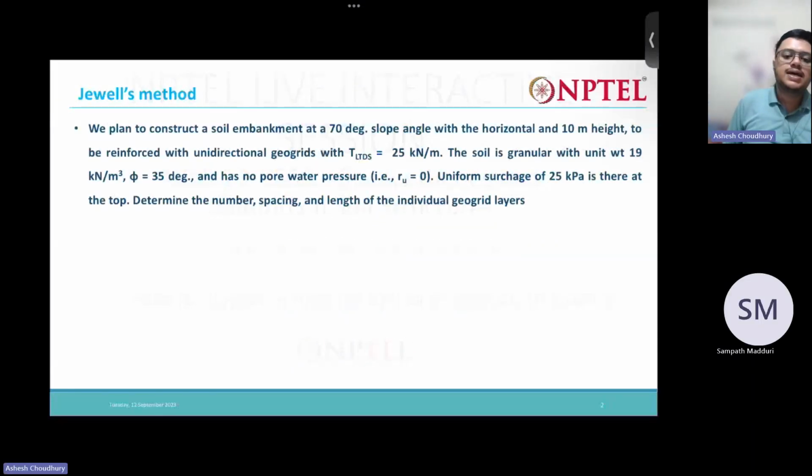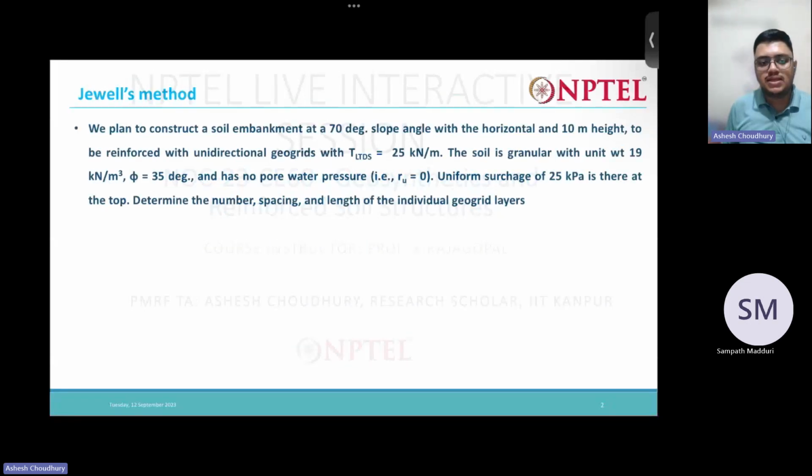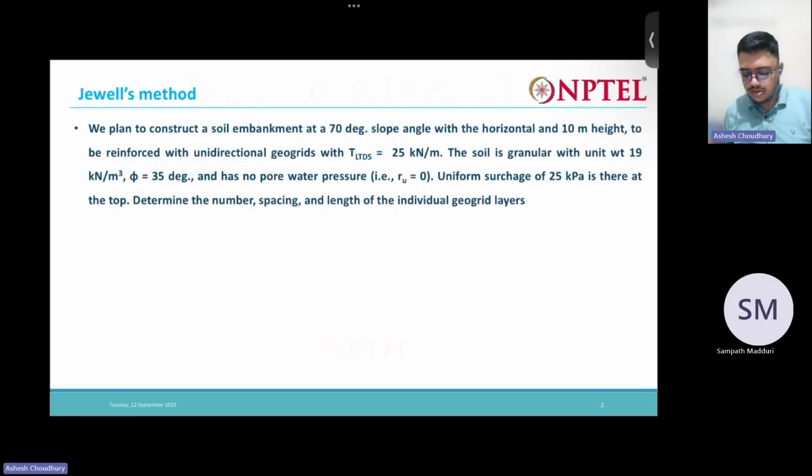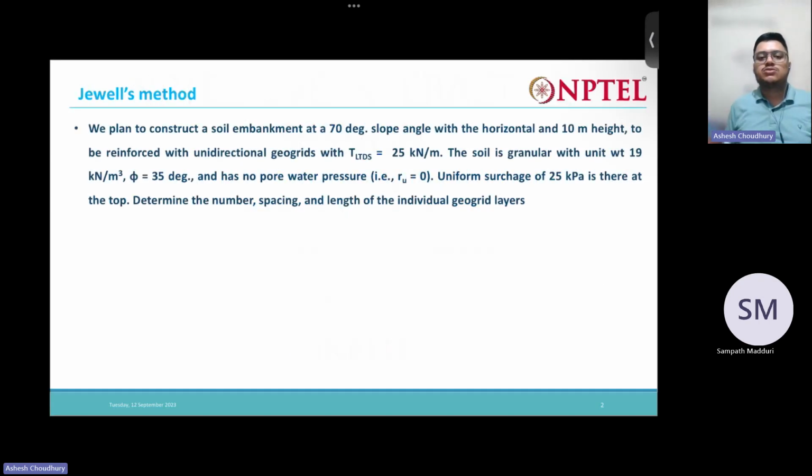So Jewell's method, using Jewell's method, we had solved one problem in the previous class also, right? In today's class also, we will be trying to solve one similar problem. So Jewell's method has been derived using the bilinear wedge theory, right? So we will be using Jewell's design charts to solve the problem. Right. So let us see the simple problem in front of us.